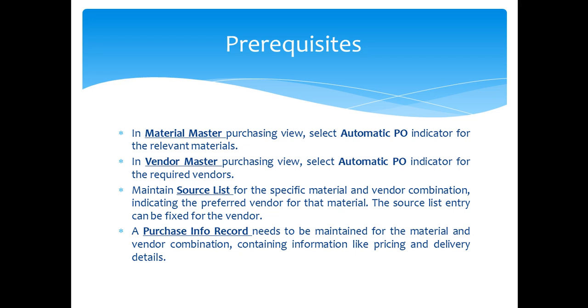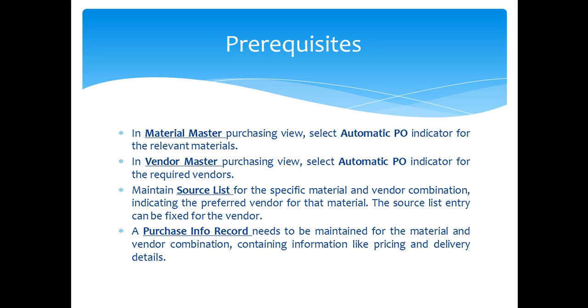Then in the vendor master or in business partner, there also we need to select the automatic PO indicator. Third, we need to maintain a source list for the specific vendor and material combination, where we can fix a respective vendor, to determine that vendor as a source in the purchase requisition.